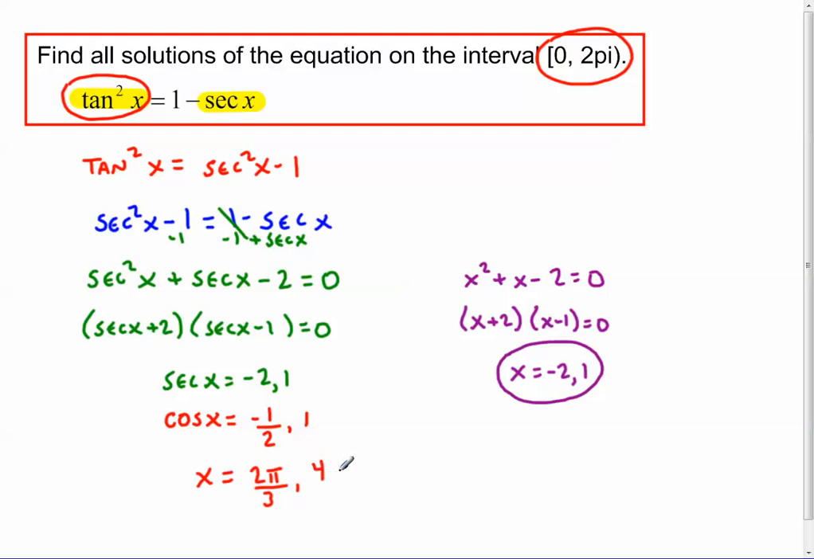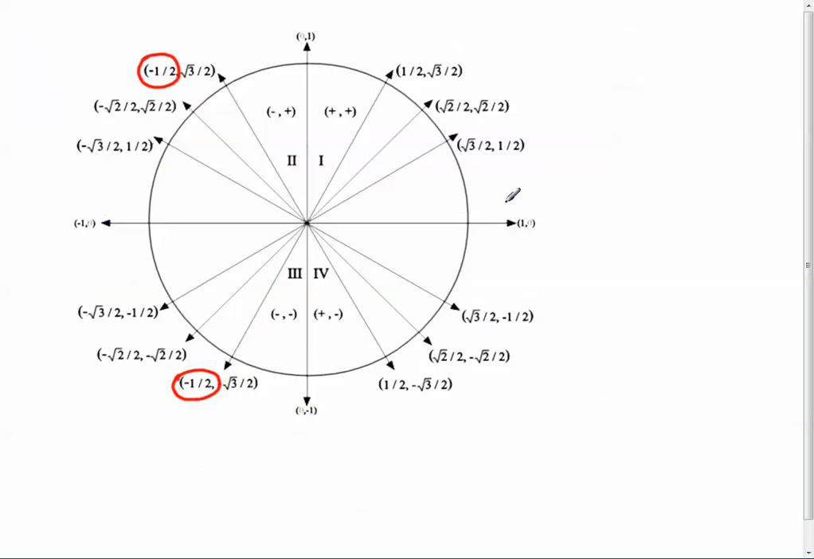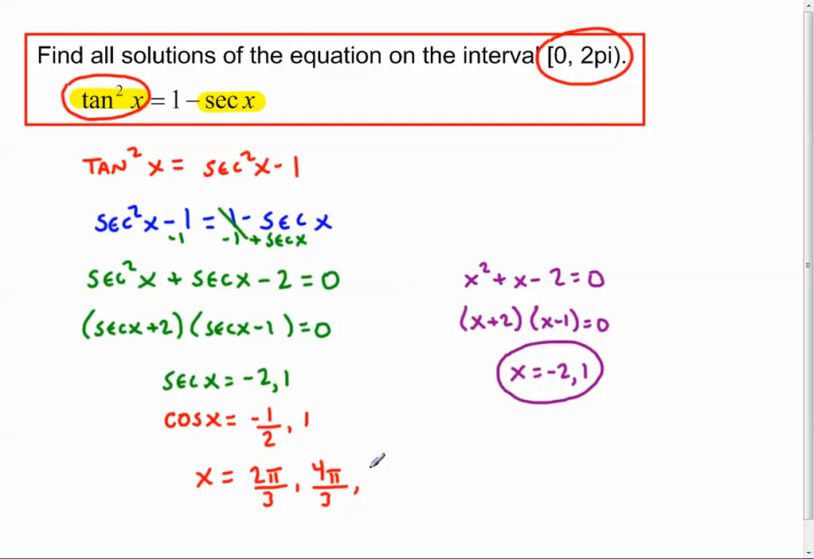And cosine is positive 1, I'm going to go back to here, cosine is positive 1 right here at 0. So my three answers in this case are 2 pi over 3, 4 pi over 3, and 0.